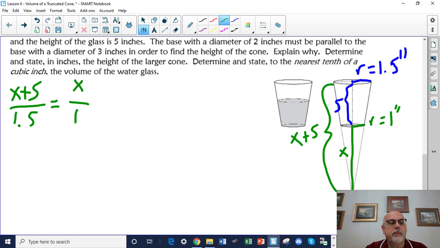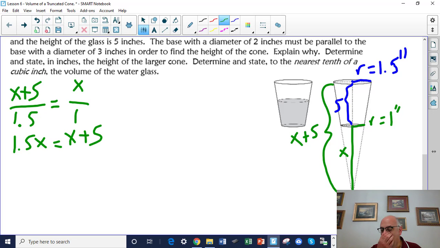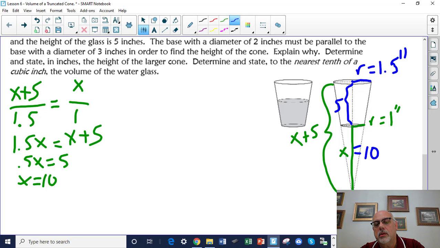That's 1.5. So when we cross multiply, you have 1.5x equals x plus 5. When I subtract x from both sides, I have 0.5x equals 5. Therefore, x is 10. So then x equals 10. The height of the whole cone is 15. Okay. Now we have all the dimensions we need.